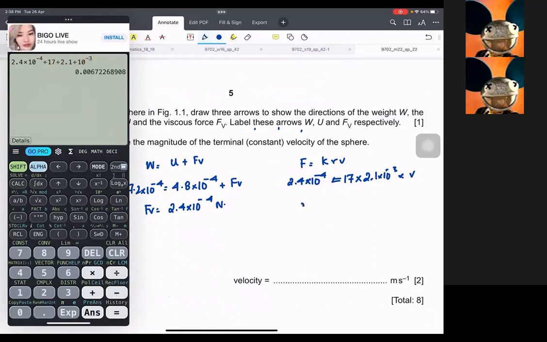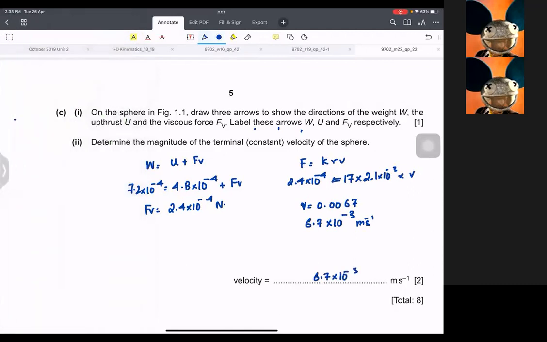So V is equivalent to 0.0067. That basically makes it 6.7 times 10 raised to minus 3 meters per second. Okay, if you have any questions, please let me know.